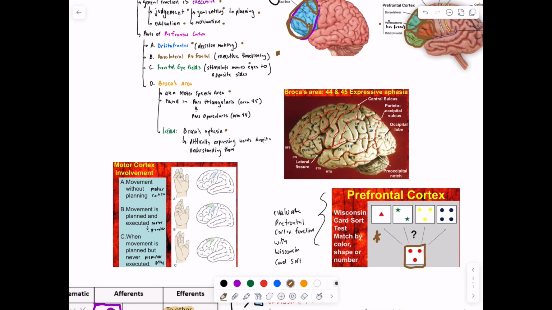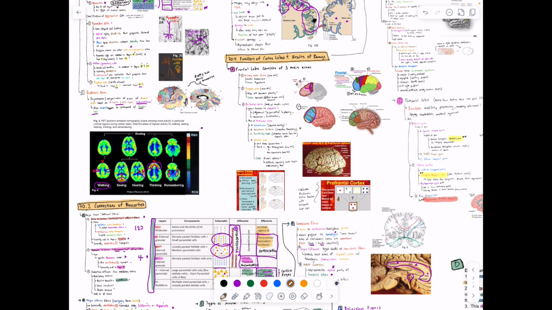And then frontal cortex involvement of the motor cortex, right? Motor versus premotor cortex. So motor cortex is movement without planning. If you have a movement that is planned and executed, that would involve both the motor cortex and the premotor cortex. And then if you have planned movement but never executed it, that would be premotor only. All right, so that was quite a lot.